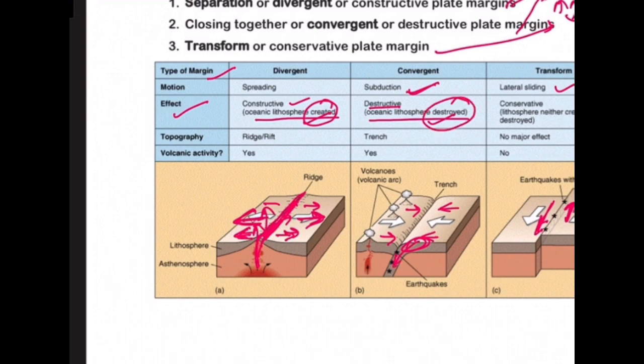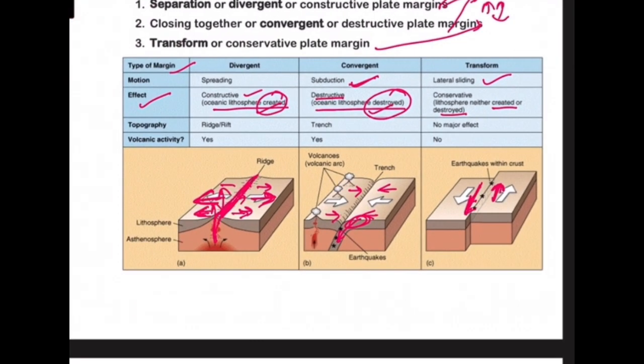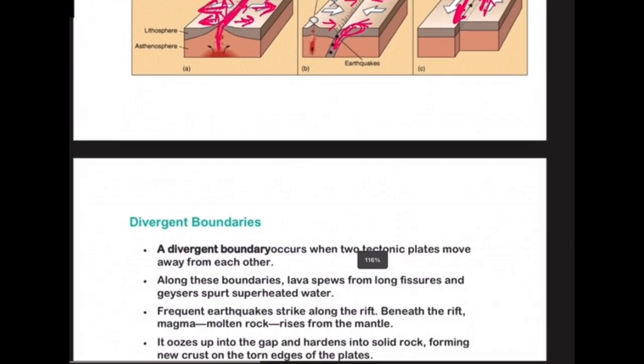Conservative: lithosphere is neither created nor destroyed. In this, the lithosphere is neither created nor destroyed. Topography produced at a divergent plate boundary is ridges and rifts, at a convergent plate boundary is trenches, and in transform no major effect. Volcanic activity is present at a divergent boundary, it is also present at a convergent plate boundary, and no volcanic activity is present at a transform plate boundary. Hope you have understood this table with the help of the diagram.